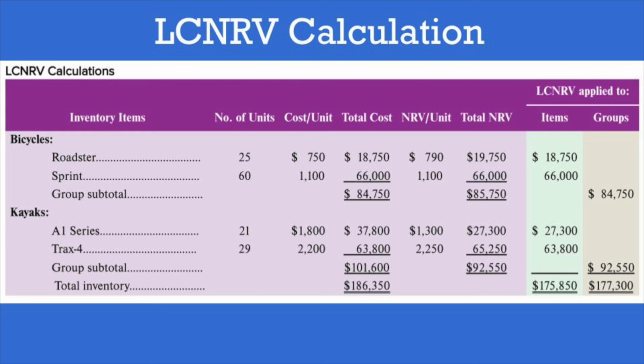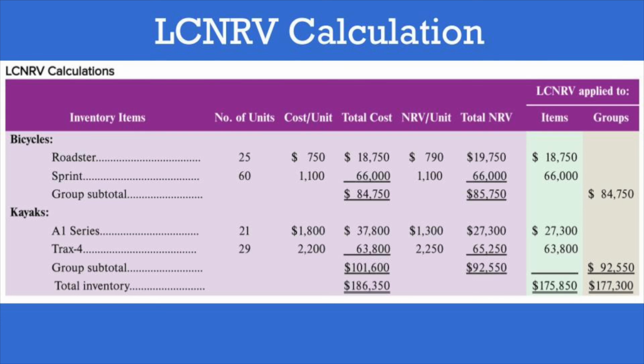Now let's just stick with the items first. Let's go down to the kayaks. We have the A1 series kayak. We ordered some in. We got 21 of them, $1,800 each. $37,800 was the total cost. However, people didn't really like those types of kayaks. They haven't been selling well. We figure the net realizable value for them will be $27,300. So that's a loss for us. The most we can sell them for is $1,300 a kayak. We're going to have to put them on sale in order to get rid of them. So we need to record it at $27,300, which is the lower of the cost and the net realizable value.